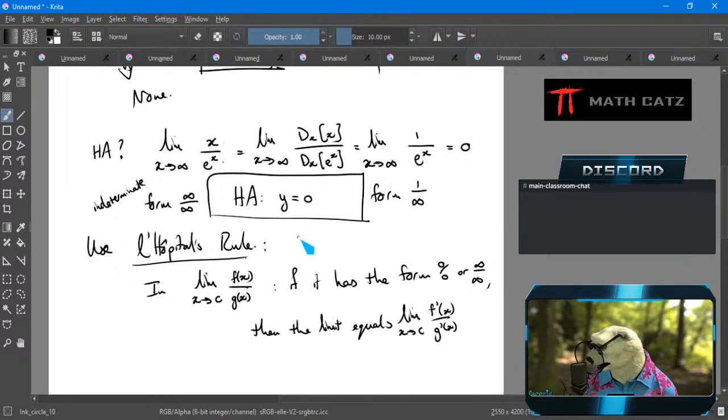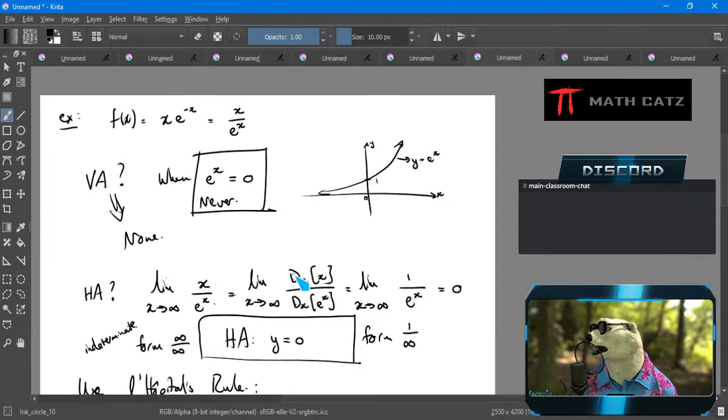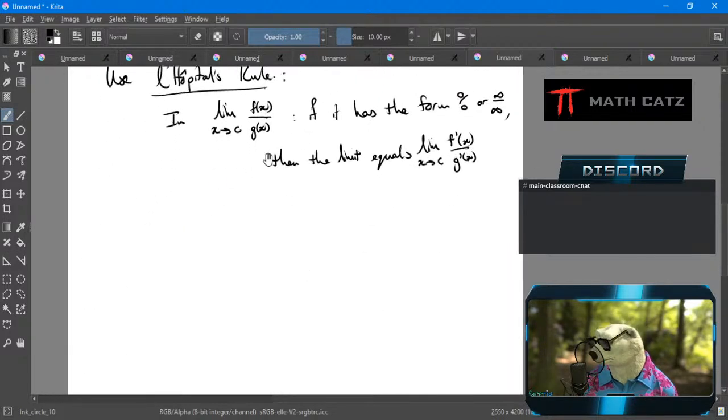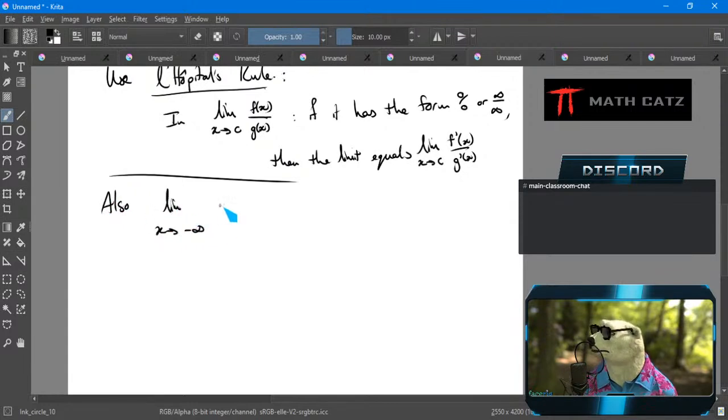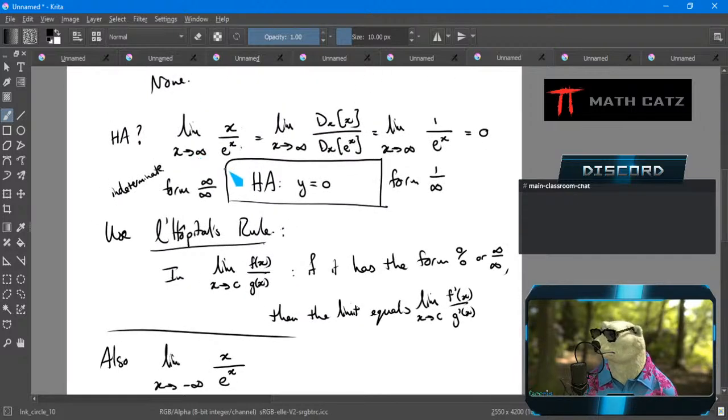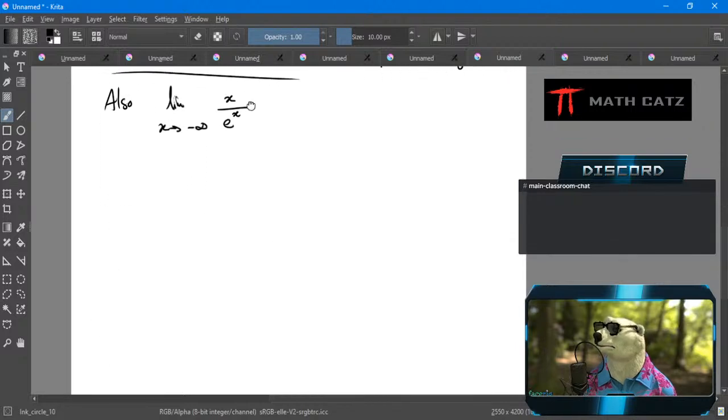So we had no vertical asymptotes. We have a horizontal asymptote when x goes to infinity. I also have to check when x goes to negative infinity. There are two sides for the long-term behavior, right? I've only done one. I only did infinity. So let's see. Actually, I want to leave L'Hopital's rule up here.